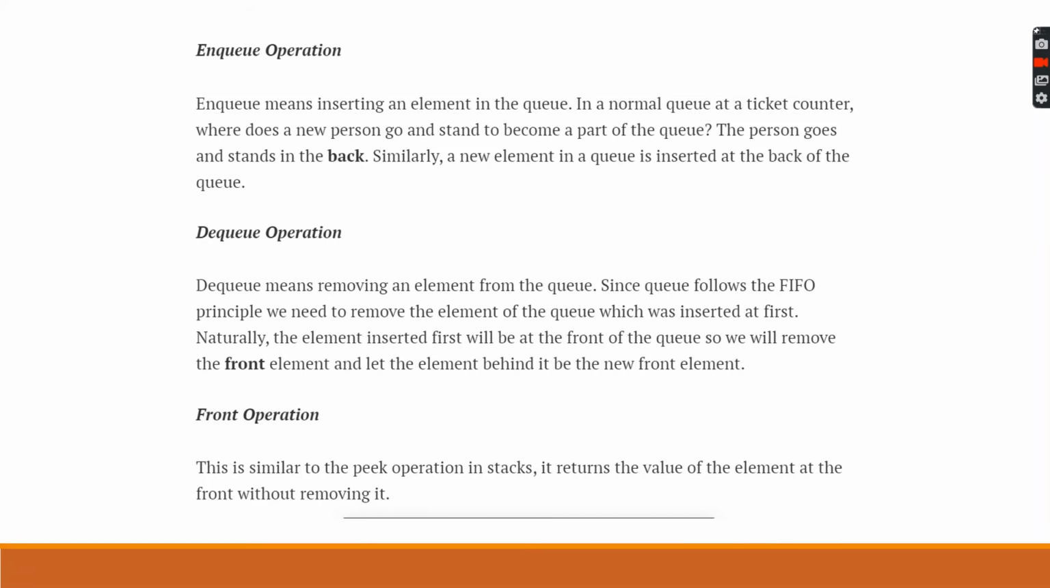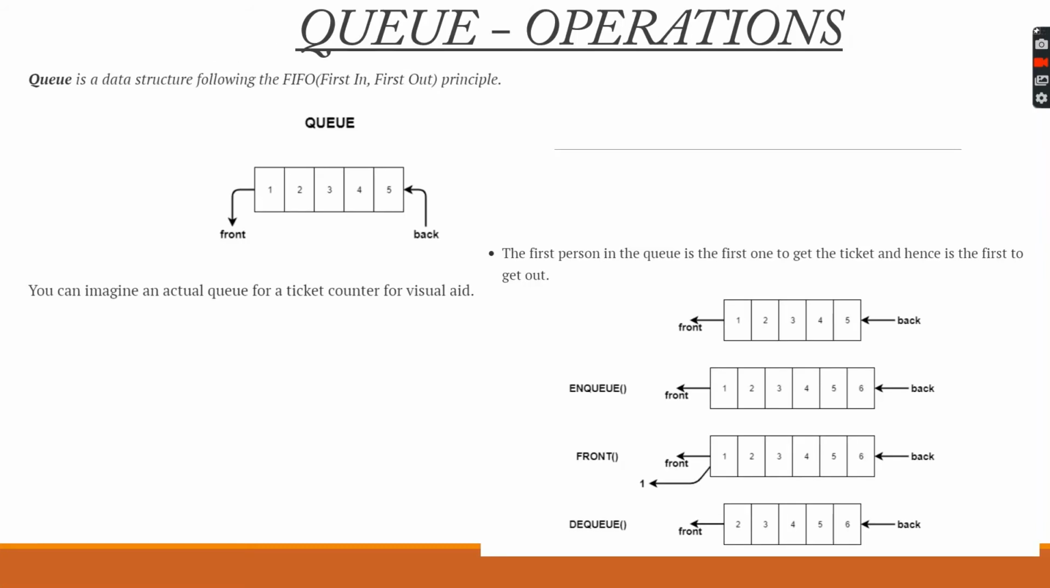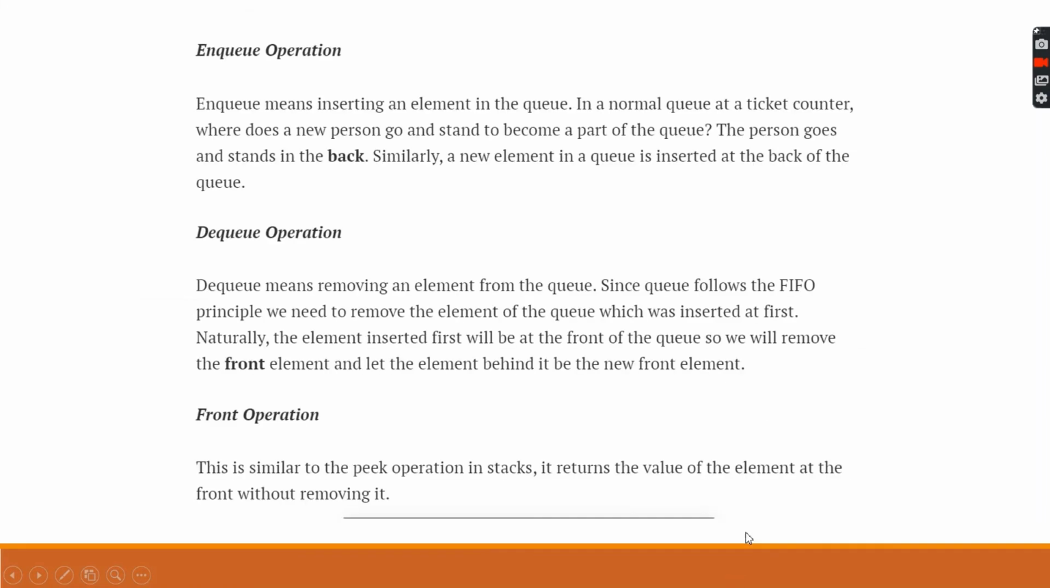So here are the definitions of the operations. NQ means inserting an element into the queue. In a normal queue at a ticket counter, where does a new person go and stand to become part of the queue? The person goes and stands at the back. Similarly, a new element in the queue is also inserted at the back of the queue. DQ operation means removing an element from the queue. Since the queue follows the FIFO principle, we need to remove the element which was inserted first. Naturally, the element inserted first will be the front of the queue. So we remove the front element and let the element behind it be the new front element, as we saw in this case. That is, here it is 2.